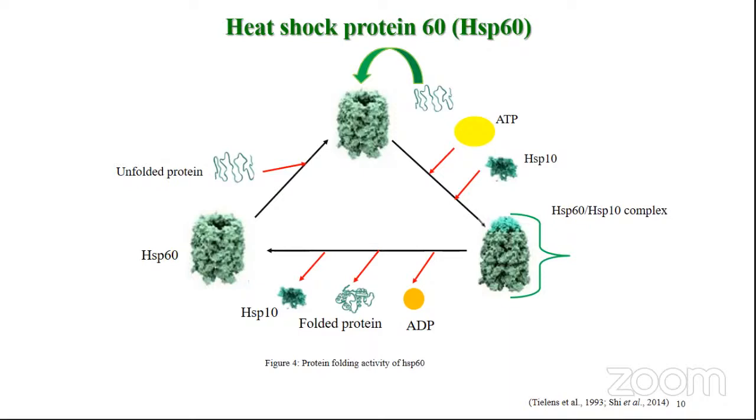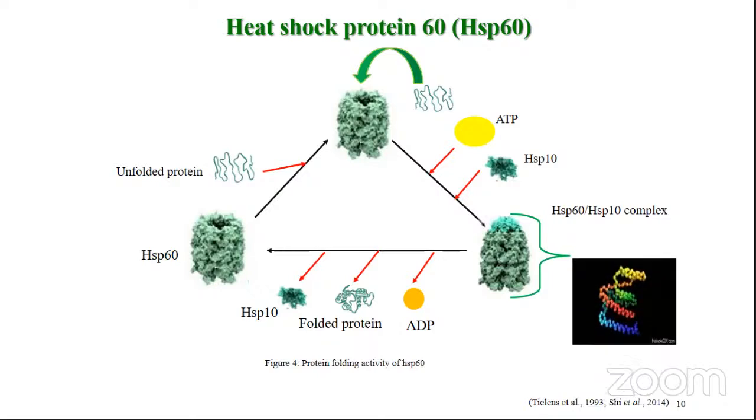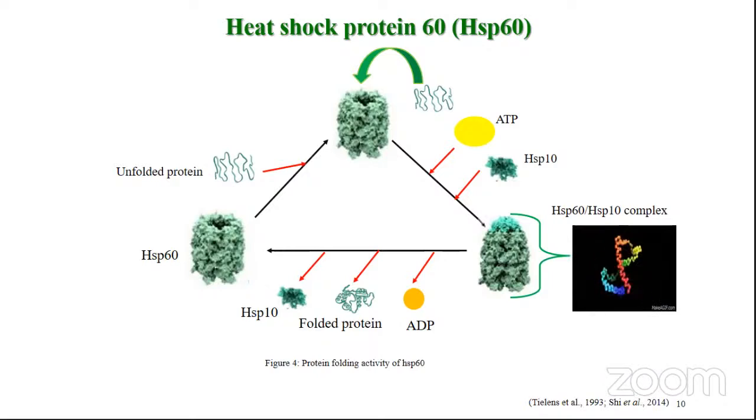The protein works by taking in an unfolded protein, and in the presence of an ATP molecule and a co-chaperonin, HSP10, they create a cage wherein protein folding occurs. Once the protein has been folded, it is released, and the ATP molecule and HSP10 are also released to provide an HSP60 that can take up more unfolded proteins to refold.